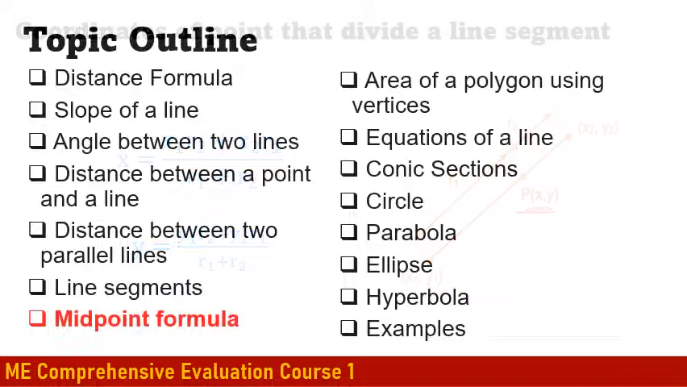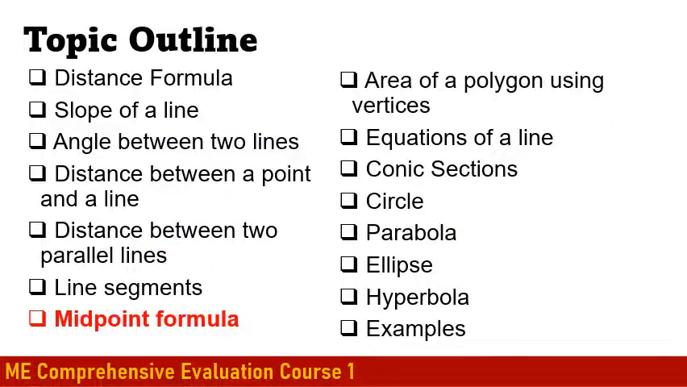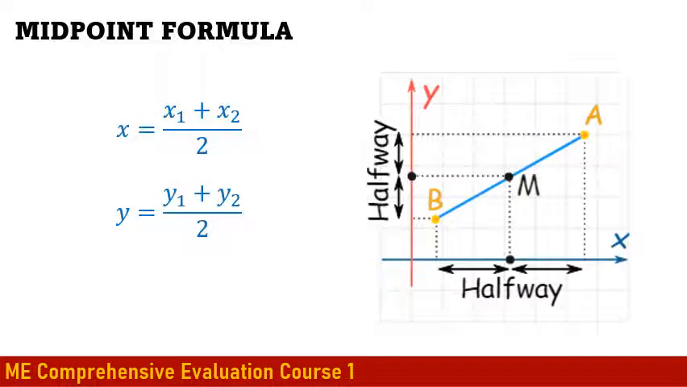A special case of this is what we call the midpoint of the line segment. If the line is divided in such a way that the point is halfway between the 2 points, then that is the midpoint. Then we can use the midpoint formula, which is simply written as half of the sum of x sub 1 and x sub 2 for x, and for y it is the sum of y sub 1 and y sub 2 divided by 2.